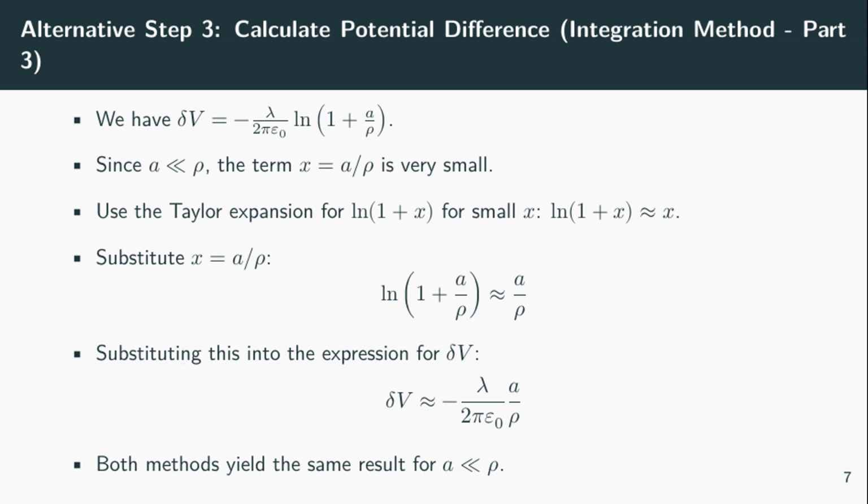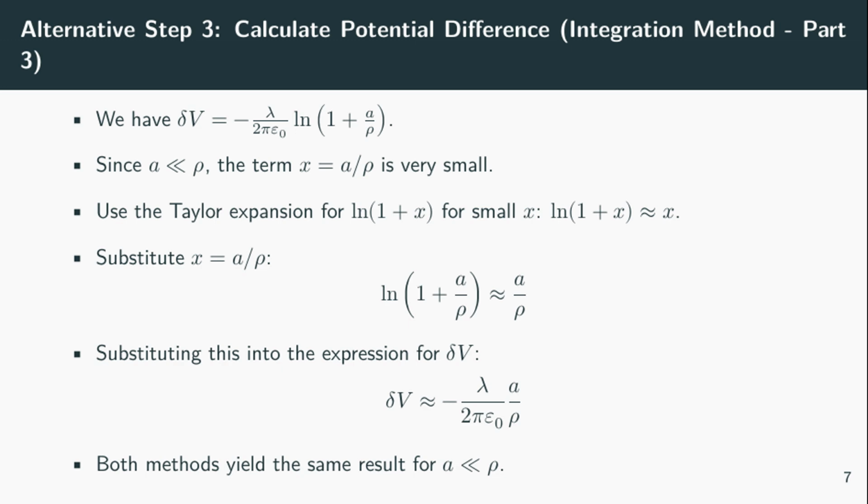Remember, the problem states that a is much smaller than rho. This means that the term a over rho is a very small number. We can use a well-known mathematical approximation for the natural log of 1 plus x when x is very small. The Taylor expansion tells us that the natural log of 1 plus x is approximately equal to x for small x. In our case, x is equal to a over rho. So the natural log of 1 plus a over rho is approximately equal to a over rho. Substituting this back into our expression for delta V, we get delta V is approximately equal to minus lambda over 2 pi epsilon naught times a over rho.